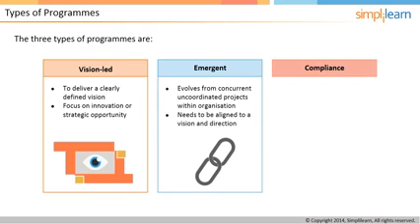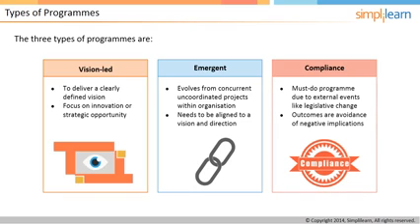The second type of program is emergent program. Emergent programs emerge from concurrent, uncoordinated projects currently existing within the organization. Program emerges as there is a need to ensure that the projects coordinate to deliver the desired changes and benefits. Once recognized, it evolves into a planned program with its own vision and direction. The third type of program is compliance program. Compliance programs are must-do programs and are often driven by external events like legislative changes. In this case, the outcome is measured in terms of avoiding negative implications rather than benefits.